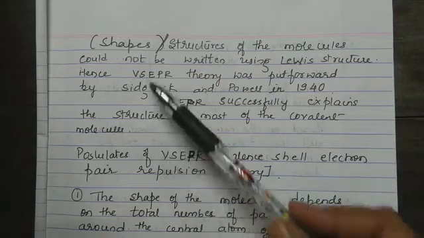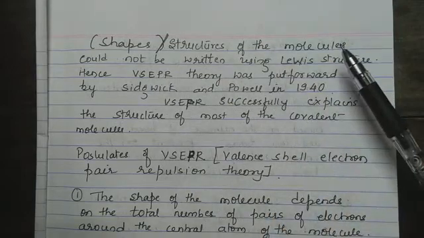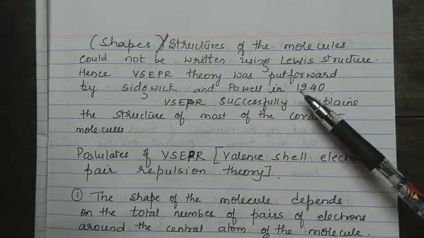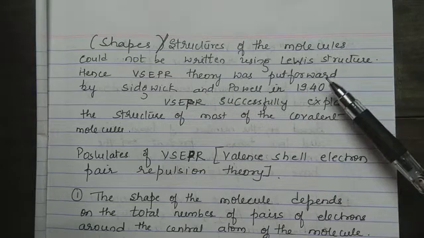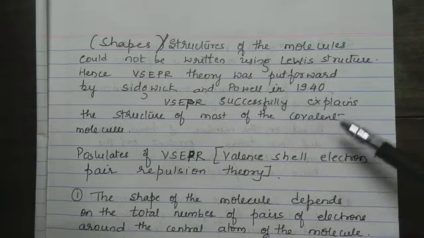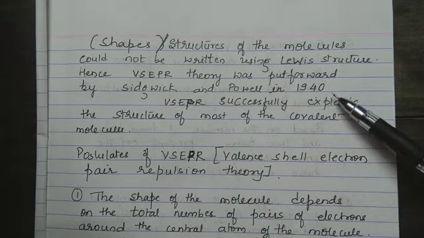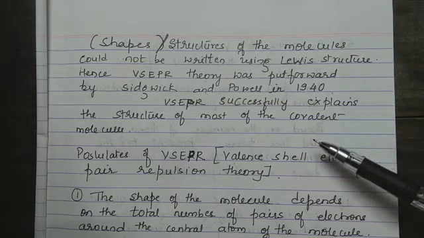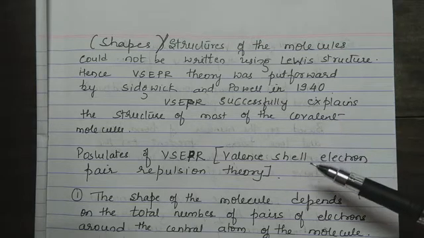Okay. Now, shapes and structures of molecules could not be explained using the Lewis structure. Hence, VSEPR theory was put forward by Sidgwick and Powell in the year 1940. VSEPR theory successfully explains the structure of most of the covalent molecules.